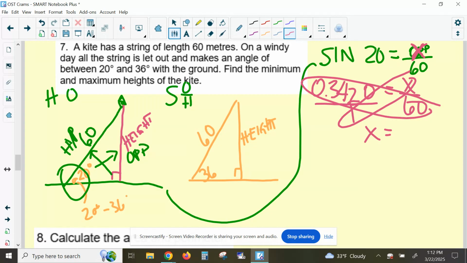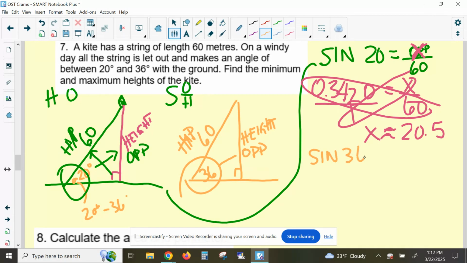I mean, X is equal to approximately 20.5, around 20.5. Now I got to do it with this same orange triangle, same thing. Across from this angle is my opposite. This is still my hypotenuse. I'm still going to be using sine. So I've got sine, but this time it's sine of 36 is equal to my opposite, which we called x, over my hypotenuse, which is 60.